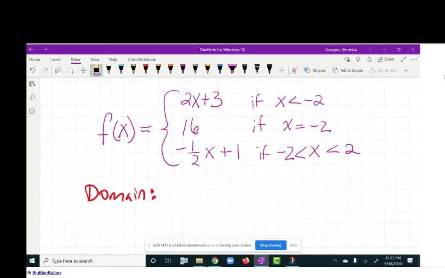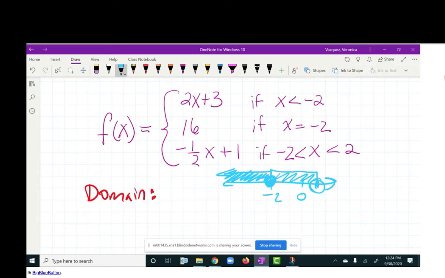If we looked at this on a number line, here's 0, here's negative 2. Part of this function is for numbers smaller than negative 2, part is for numbers at negative 2, and part is for numbers larger than negative 2 and going up to 2, not including 2. And that seems to be it in terms of the information we're given.